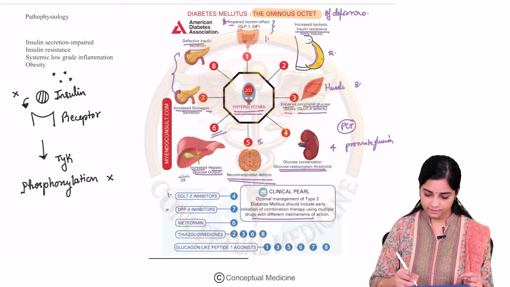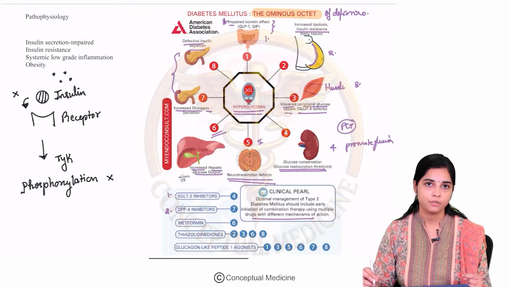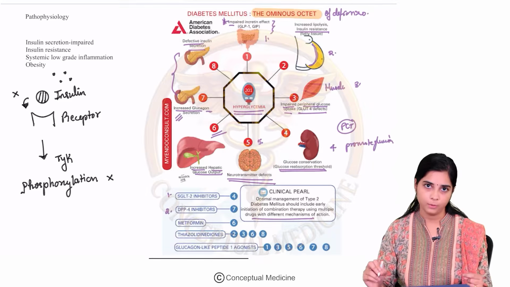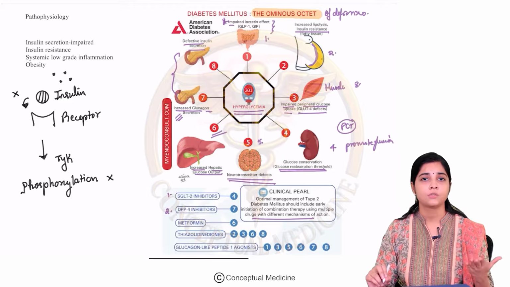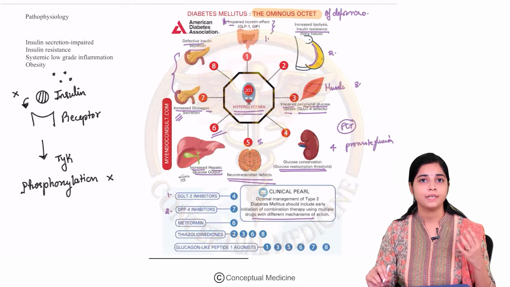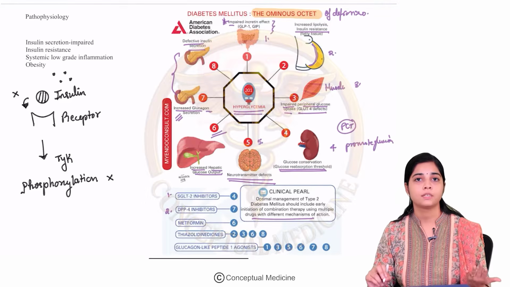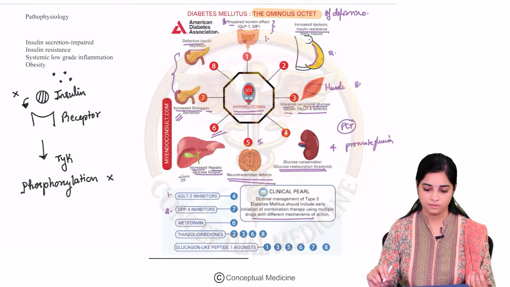Okay, next let us look at DPP4 inhibitors. Where do these DPP4 inhibitors act? They act at this level 7. So in diabetes you can have increased glucagon secretion. DPP4 is basically an enzyme which is responsible for breaking down your GLP. So when DPP4 inhibitors are given, the GLP levels will increase and it will cause your incretin effect. So it will cause insulin release.